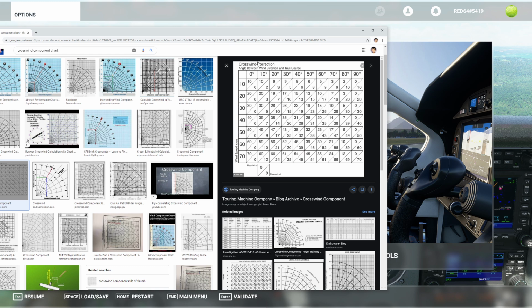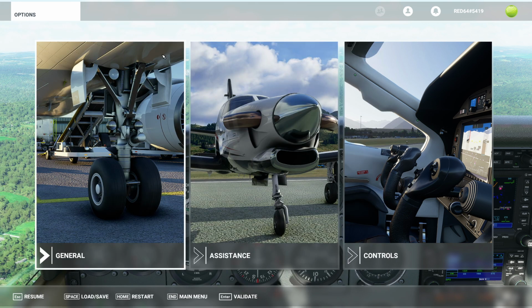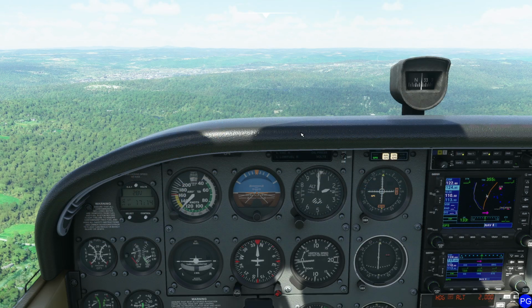That makes sense. But we don't know how fast we're going to get to that particular point. Now, because of that, we're going to have to mix around our techniques a little bit here. Jump back inside the aircraft.